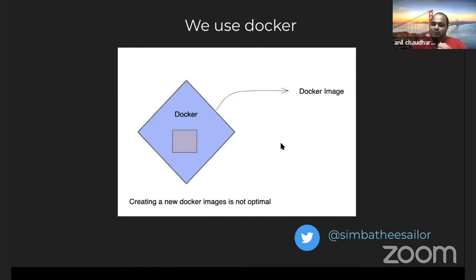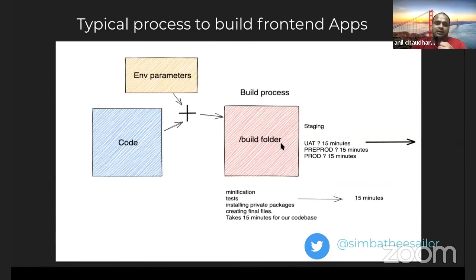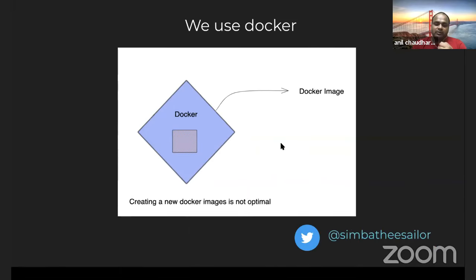As a front-end guy, I know this much about the Docker we are using in our application. So creating a new Docker image is not optimal for each and every environment. That's the problem that was faced by our DevOps team. I have written an article on that, how this problem came up and what the actual problem was. But this is the gist of it: they don't want to create a Docker image for different environments again and again.